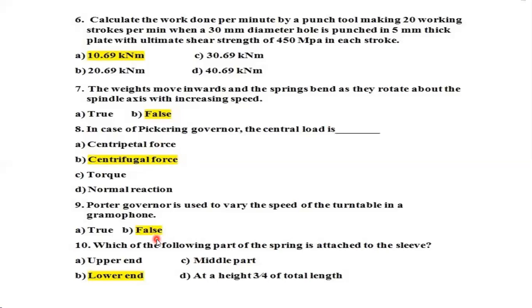So next thing is, actually, the Pickering Governor is used to vary the speed of the turntable and gramophone, and Porter governor is used to regulate the speed of the engine. So it's false. And next, which part of the spring, that is, now we need to understand the working of Pickering governor. It includes the attachment of the lower end of the spring to the sleeve, which is free to slide on the spindle, and the spindle runs in the bearings at each end and is driven through gearing by a motor. So it's lower end only.